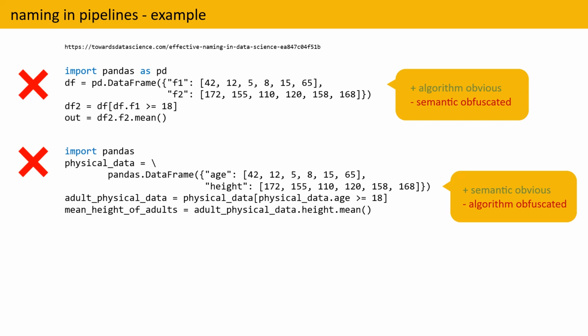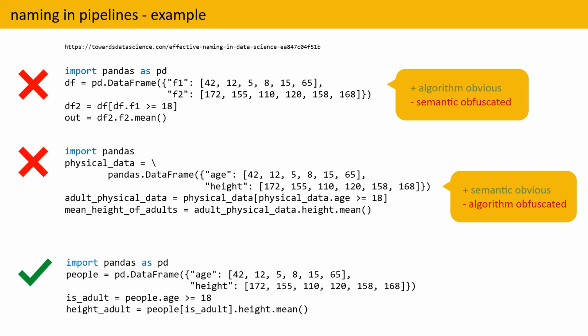In general, there's a trade-off. Short names reveal structure, while long names reveal semantics. The trick is to hit the sweet spot, which depends on scope, frequency, and problem domain.